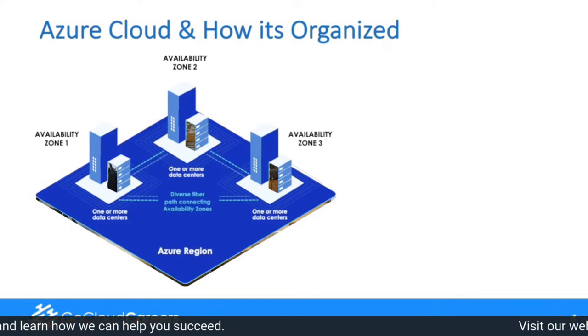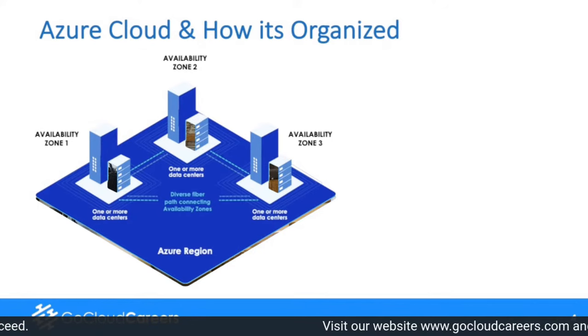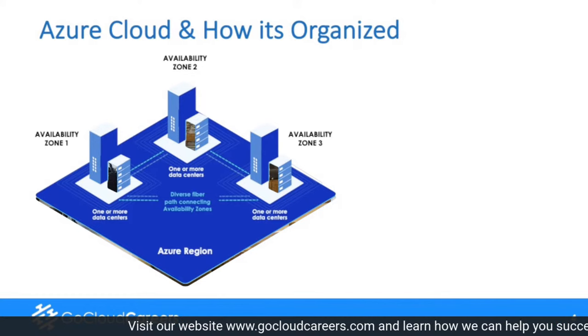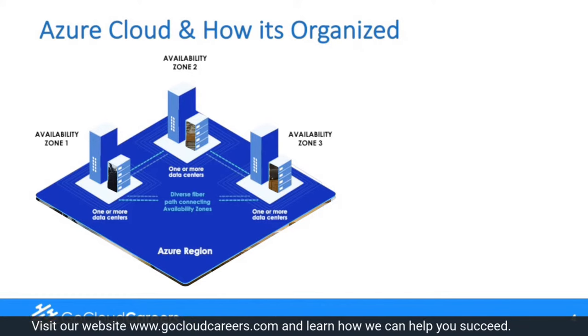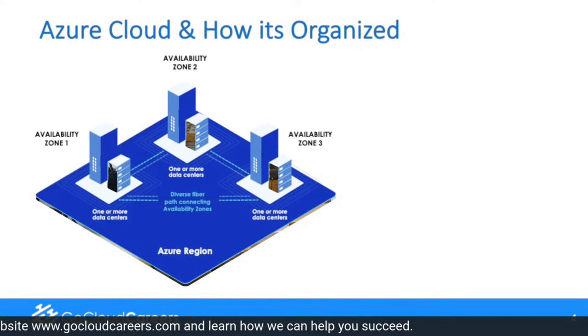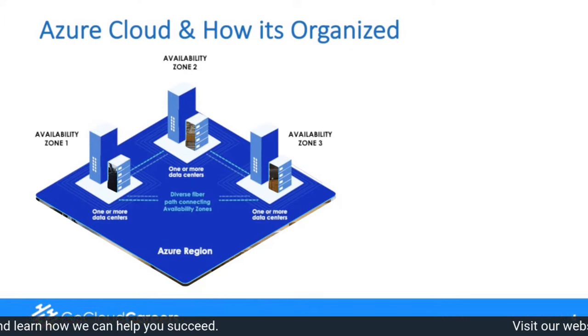So now that you can see it, a big geographic region is an Azure region. A data center per region is an availability zone. So an availability zone is just a data center inside of a region. And now you know how simple those concepts actually really are.